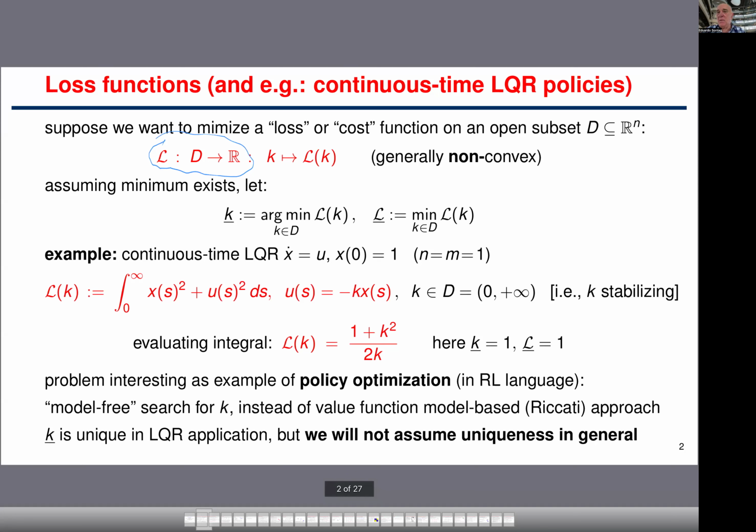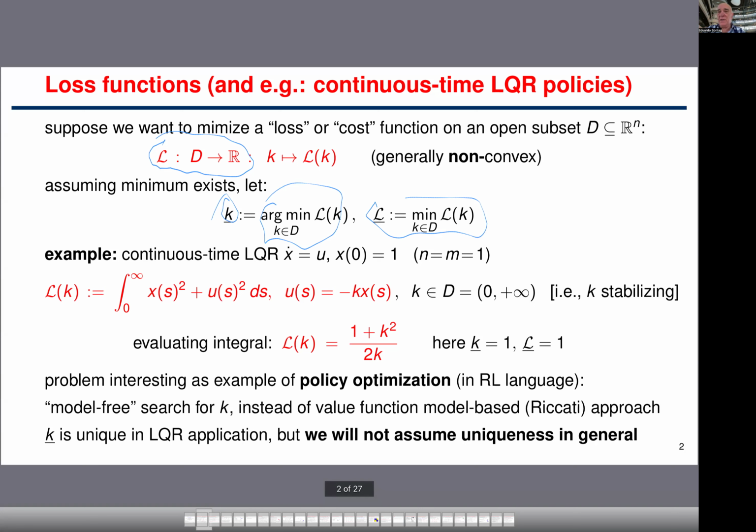Let's assume that a minimum exists, and let's denote by K underbar the point at which a minimum is achieved, and L underbar the minimum value. Now, I don't need to assume that K is unique for the beginning of what I'm saying. So there could be a whole manifold, say, of points where L is minimized.